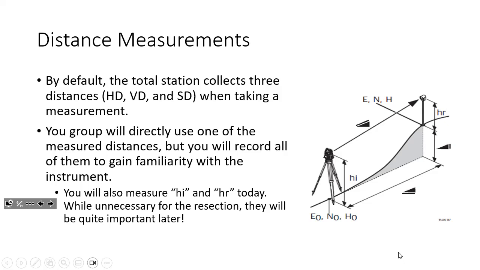In the topo lab, you need all 3 because you need elevations. So in order to do the topo lab properly, you need to record both the height of the instrument and the height of the rod. Technically not needed for a 2-dimensional resection, but again, we're going to do it because part of this lab is to get you familiar with the equipment, okay? So I just want to make sure we're clear on that.